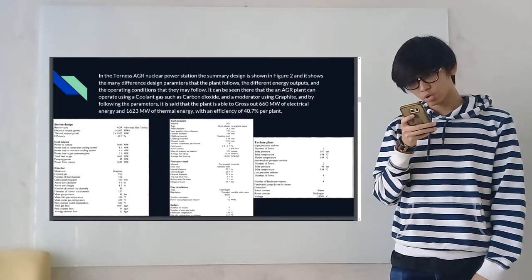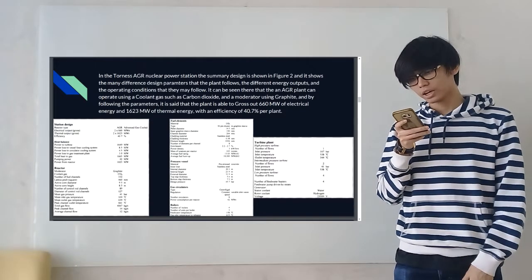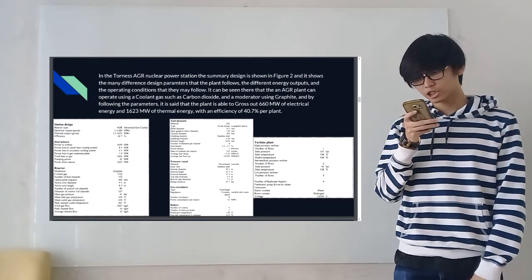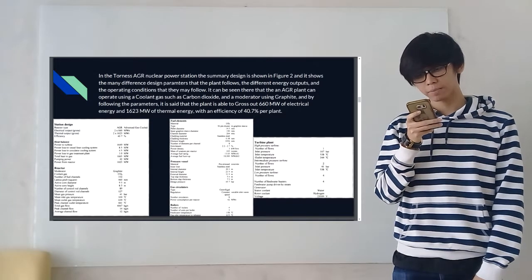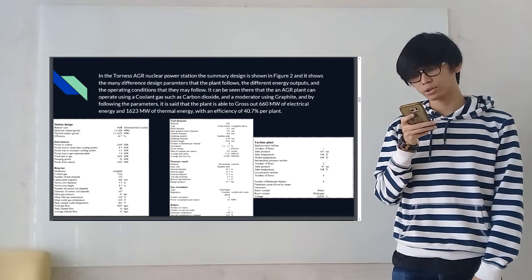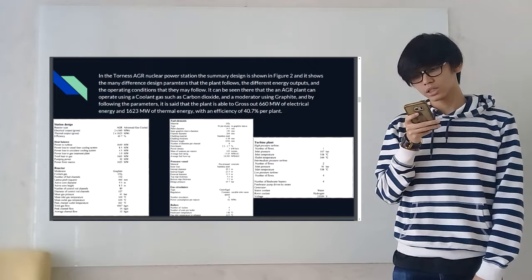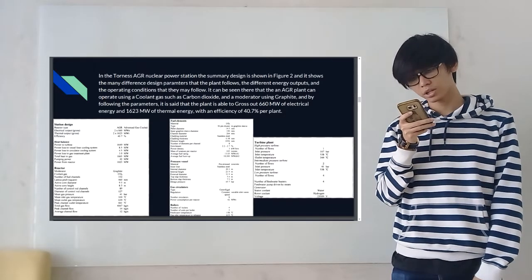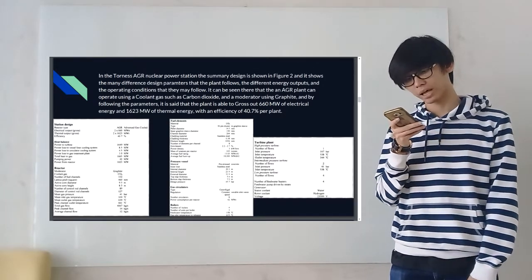In the Torness AGR nuclear power station, the summary design, which will be shown in the next figure, shows the many different design parameters that the plant follows, the different energy outputs, and the operating conditions. It can be seen there that an AGR plant can operate using a coolant gas such as carbon dioxide and a moderator using graphite. By following the parameters, the plant is able to gross 660 megawatts of electrical energy and 1,620 megawatts of thermal energy, with an efficiency of 40.7% per plant.